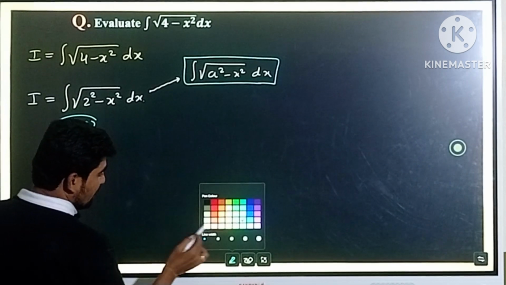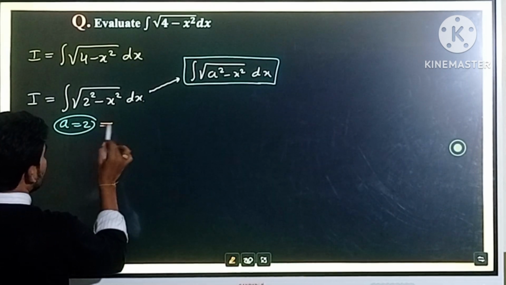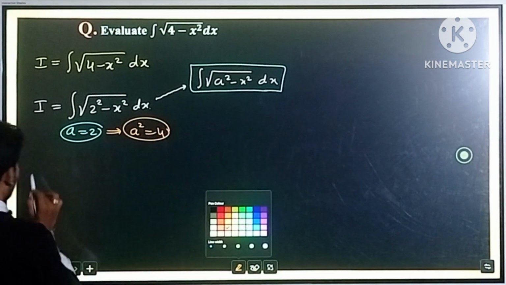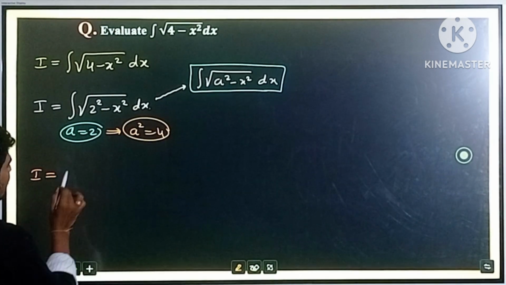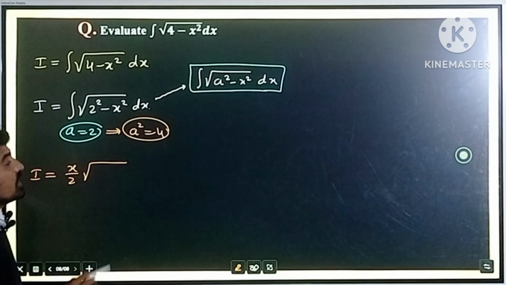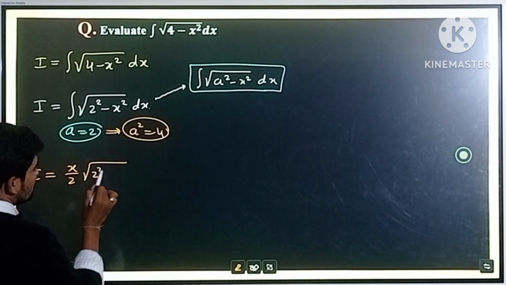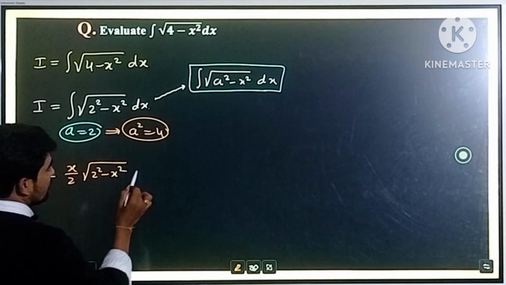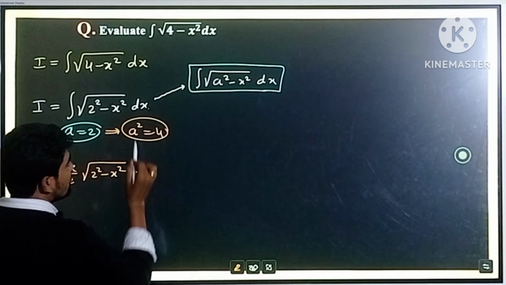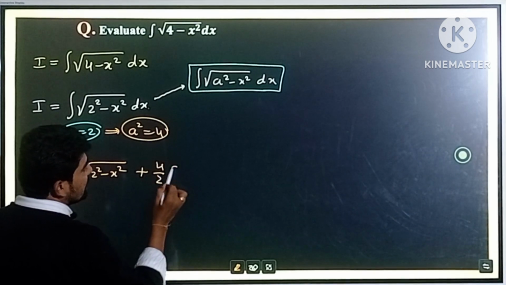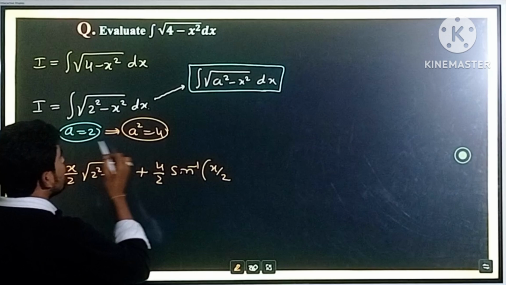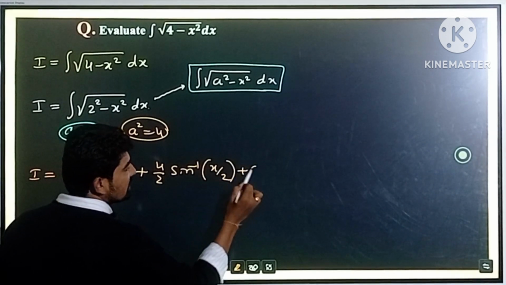See here, if a is 2, then definitely a square should be equal to 4. I equals the formula: x by 2 into square root of a square minus x square, that is, 2 square minus x square, plus a square by 2, that is 4 by 2, into sine inverse of x by a, and a is 2, plus c.